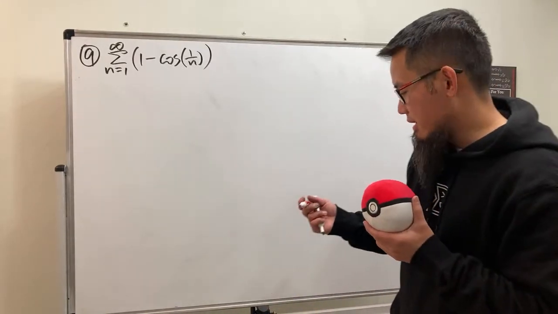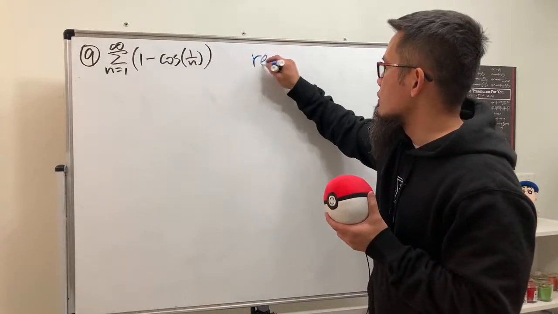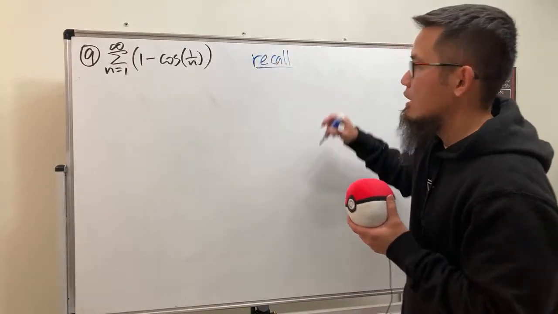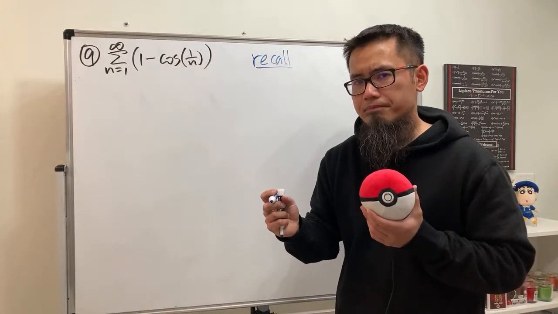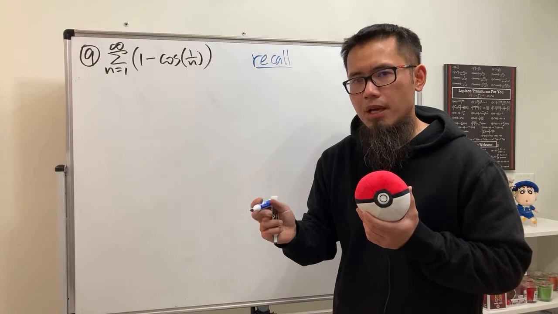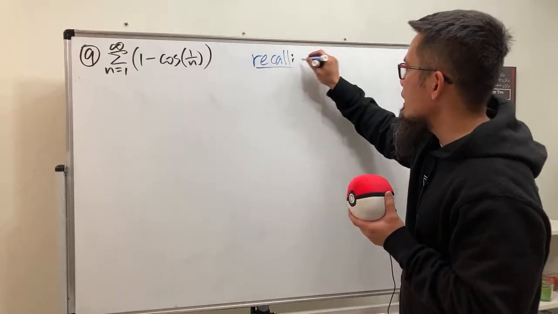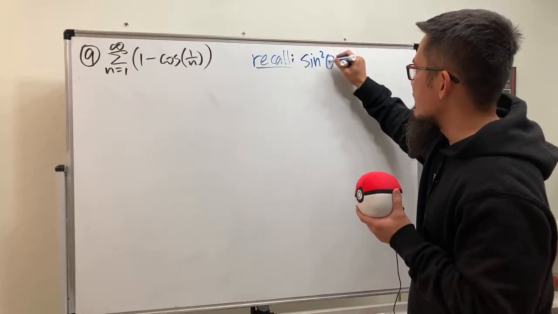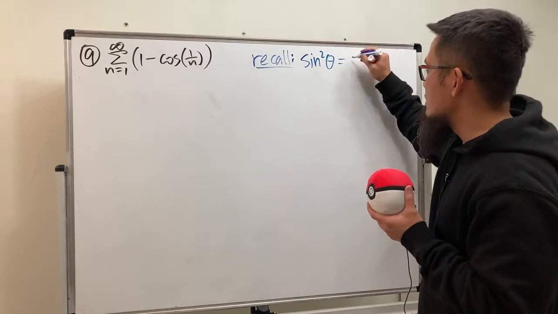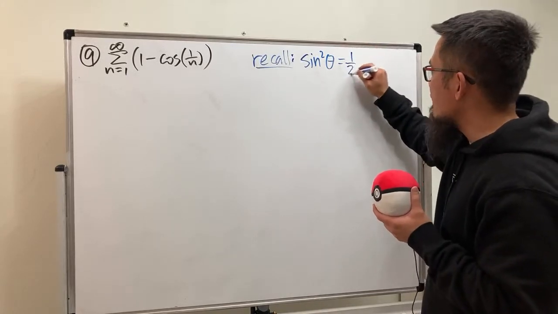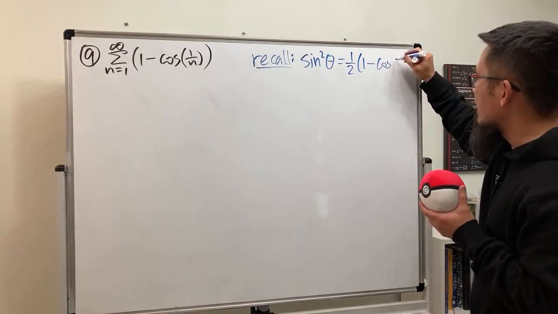All right, here's the hint. Just put this down on the side. Recall that when we have 1 minus cosine of an angle, think about the times that we did integrations. Recall that when we have sine squared theta, we know that this is 1/2 times 1 minus cosine of 2 theta, isn't it?